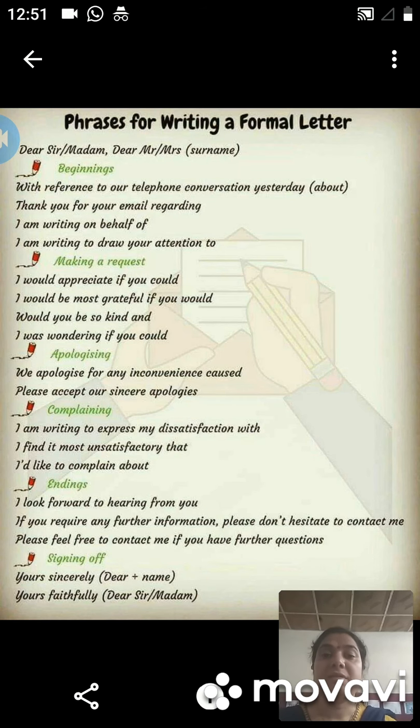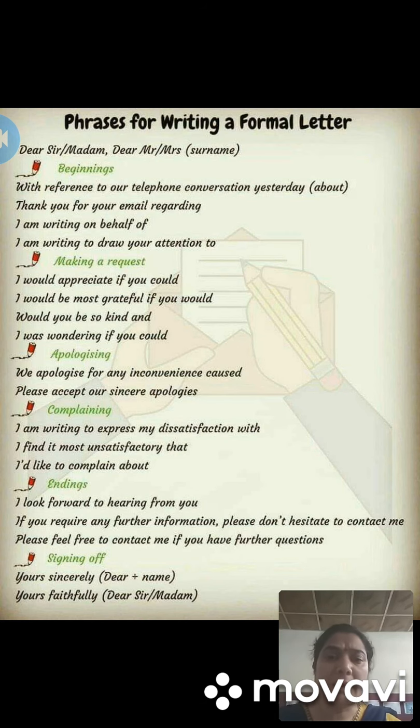Now we will do the phrases for writing a formal letter. These are very important phrases that you should note and use while writing a letter accordingly. While beginning the letter, you can write like this: with reference to our telephonic conversation. It depends on the question, what kind of question it is, and you can write accordingly. Thank you for your email regarding this. If you want to give a reply, you can give the reference like this: I'm writing on behalf of this. I'm writing to draw your attention to this thing.